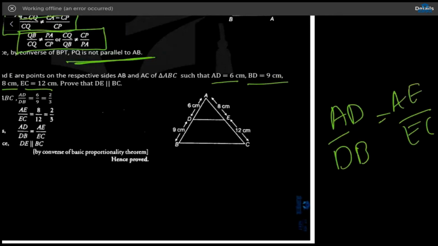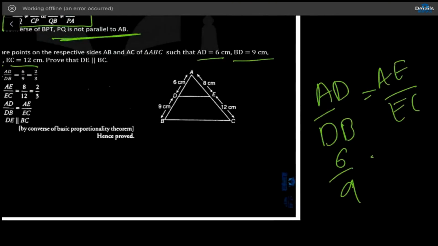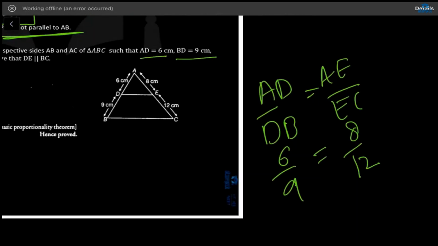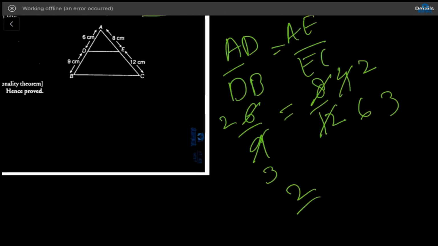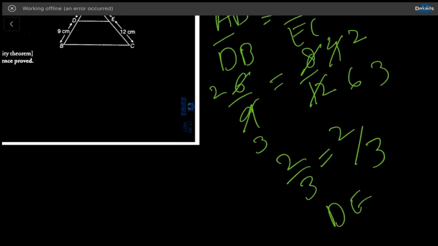So what will be the ratio? It will be 6 by 9. Here it is 8 by 12. You have to take out individually, not like here. So what will it be? The ratios are equal, 2 by 3, 2 by 3. Since the ratios are equal, that means DE is parallel to BC.